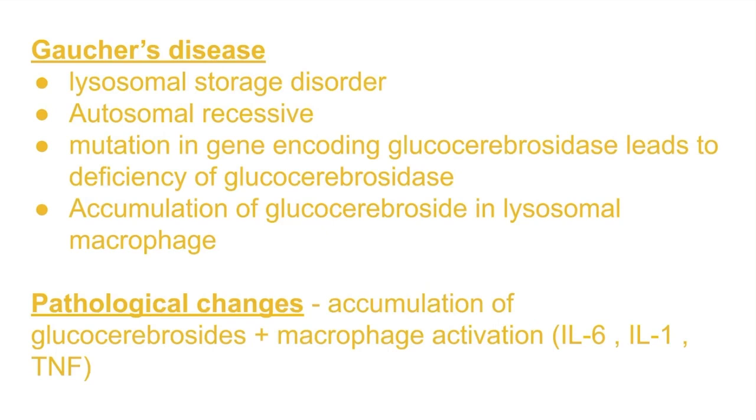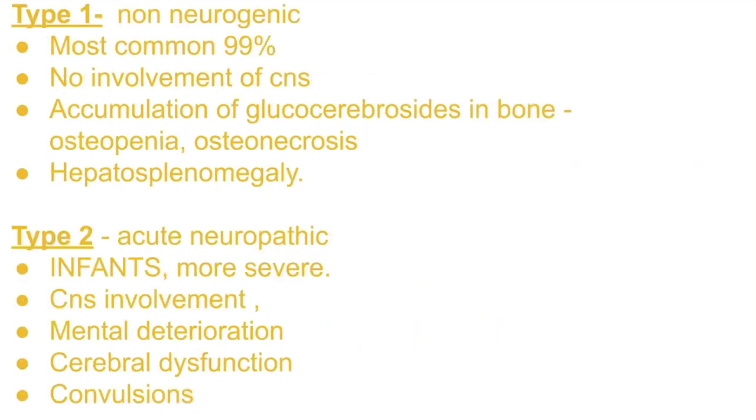Here the pathological changes are due to accumulation of glucocerebroside in the macrophages and also due to the activation of these macrophages because of this accumulation, right? So macrophage activation releases interleukin 1, 6 and TNF, and there are three types of Gaucher's disease.